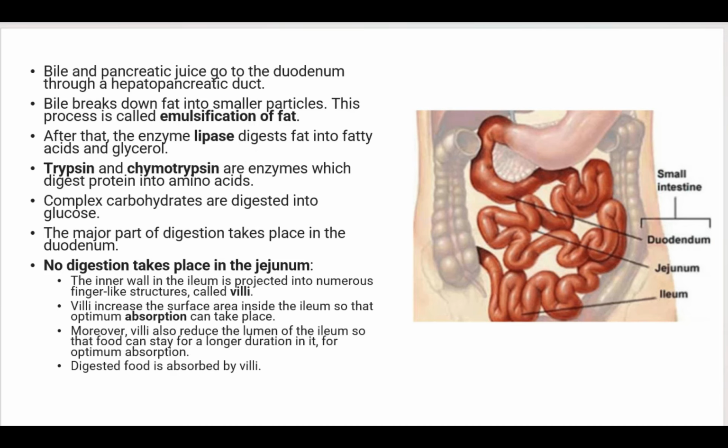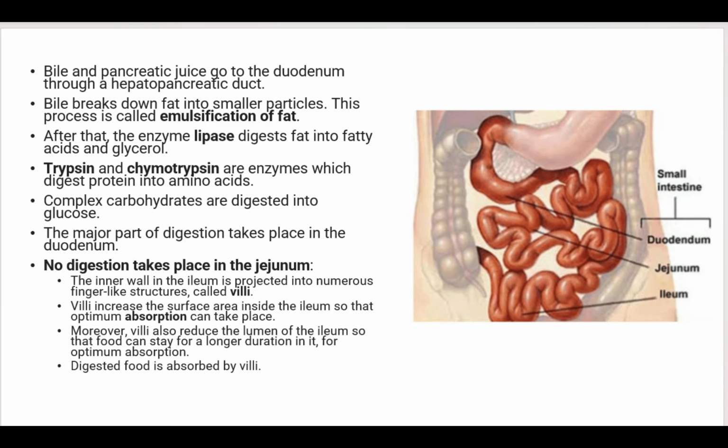Okay, so from the liver, I told you bile is being secreted. So bile and pancreatic juice go to the duodenum, which is the starting point of the small intestine. They enter the duodenum through the hepatopancreatic duct. This bile will break down the fats into smaller particles, as if you take an oil and stir it into a glass of water. You will find that the oil has formed small droplets.